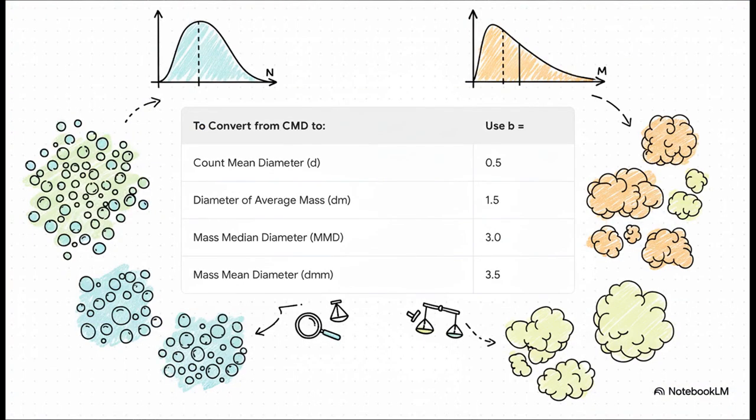These are the Hatch-Choate equations, and we can think of them like a simple toolkit. There's a single formula, and if you want to convert from your CMD to any other average diameter, like the MMD, you just look up the right value of B from this table, plug it into the formula with your known CMD and GSD, and you're done. It lets you measure a number distribution, for example, and then calculate what the mass distribution must be.